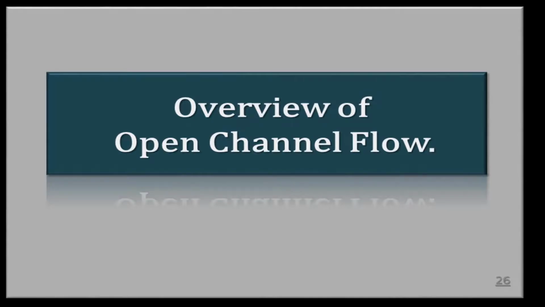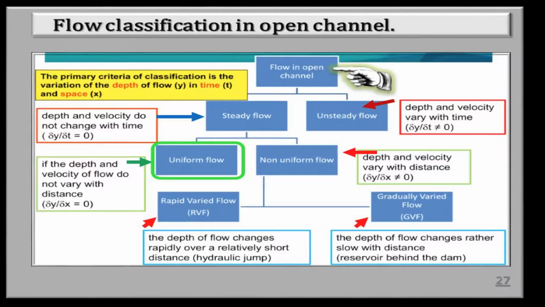Overview of open channel flow. Flow in open channel can be classified as in the figure. Flow in open channel is divided to two parts: steady flow and unsteady flow. The steady flow, as its name means, depth and velocity at the location of interest is not changing over time. Unsteady flow is the depth and velocity at the location of interest is changing over time.